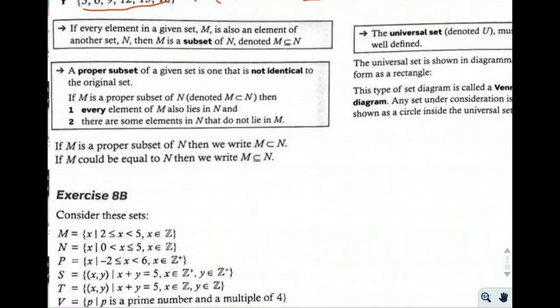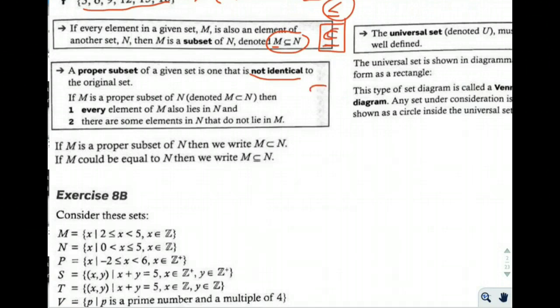If every element in a given set M is also an element of another set N, then M is a subset of N, and we write that like that. Okay, a proper subset is one that is not identical to the original set. So if you see the subset notation like that, that means that the subset could be the same as or slightly smaller than. So M is either the same or slightly smaller than N. You can see that this notation kind of looks like less than or equal to. So this bottom line you can think of as equal to. So it's a subset or it's equal to.